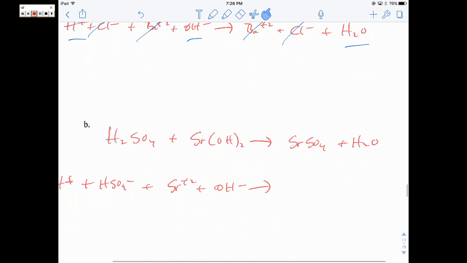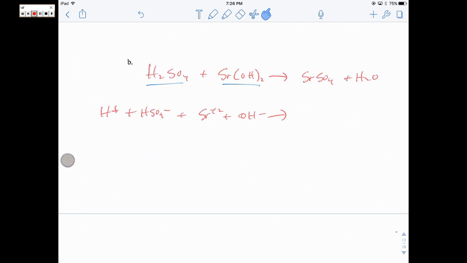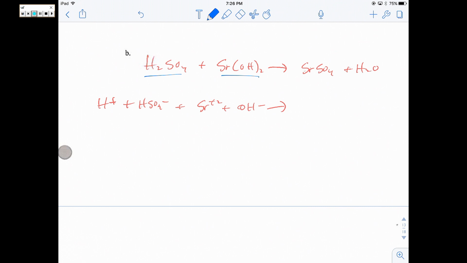Looking down a little bit further, here's an acid base. You can see that this is sulfuric acid and strontium hydroxide. Makes strontium sulfate and water. So there's our acid-base neutralization. Broken up down here. Strontium sulfate, you check the solubility. If it's solid, you leave it as a solid, and then the H2O is there as well.